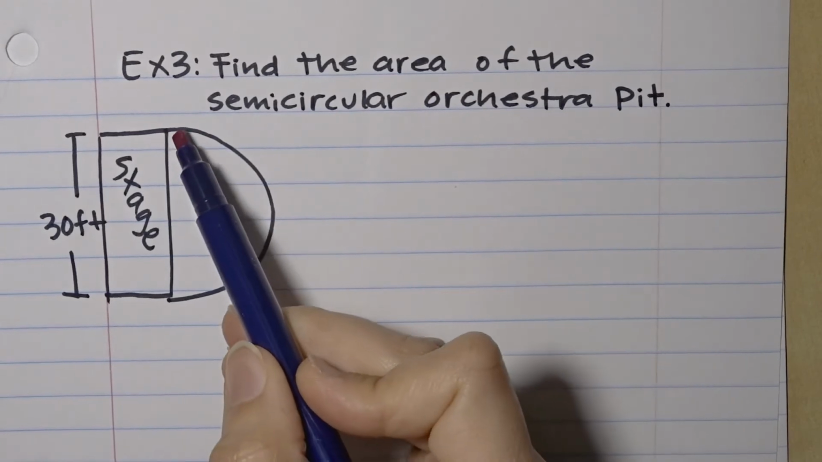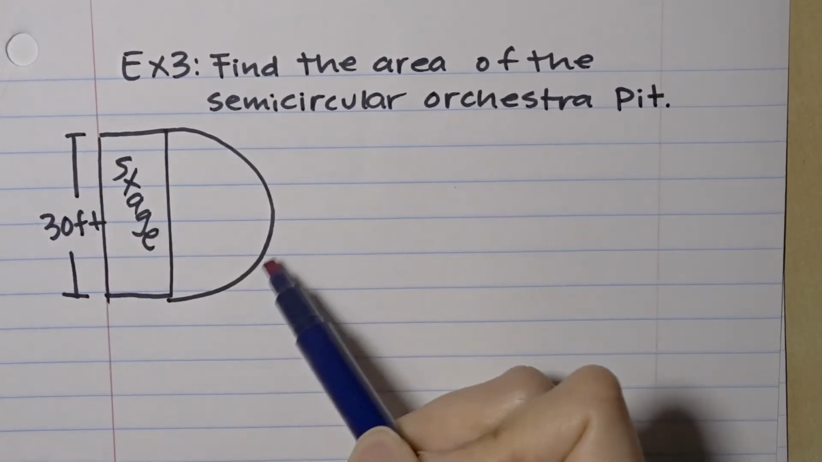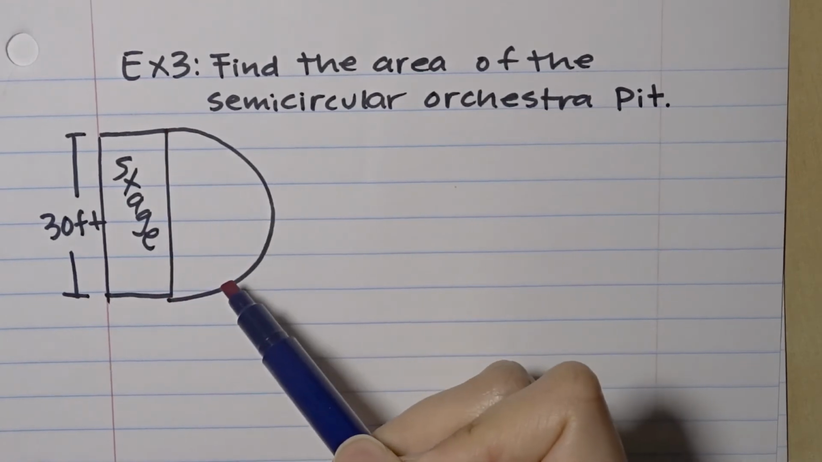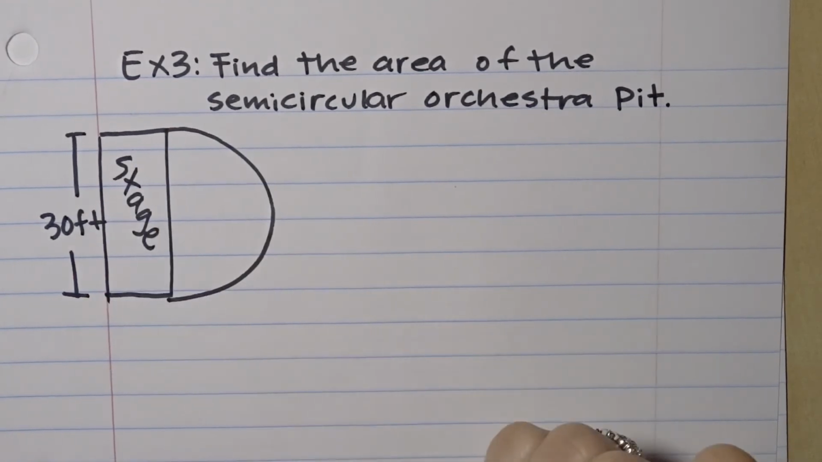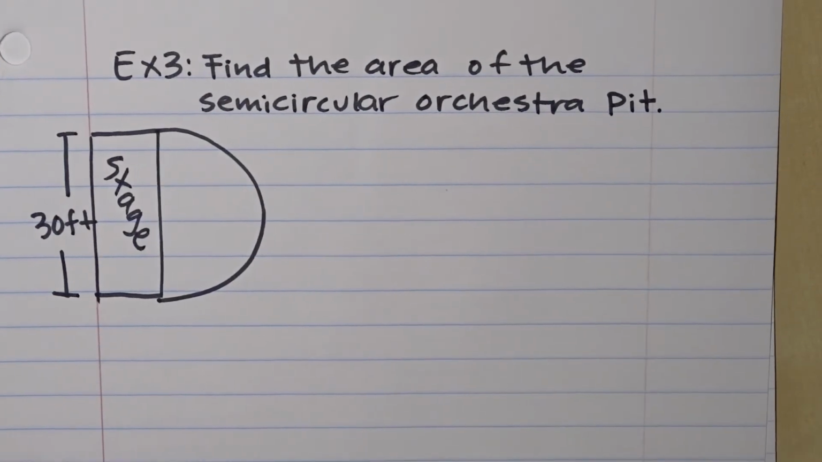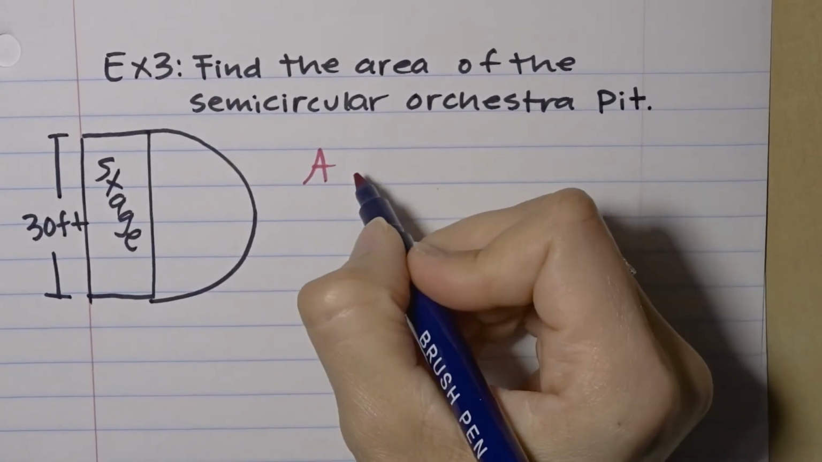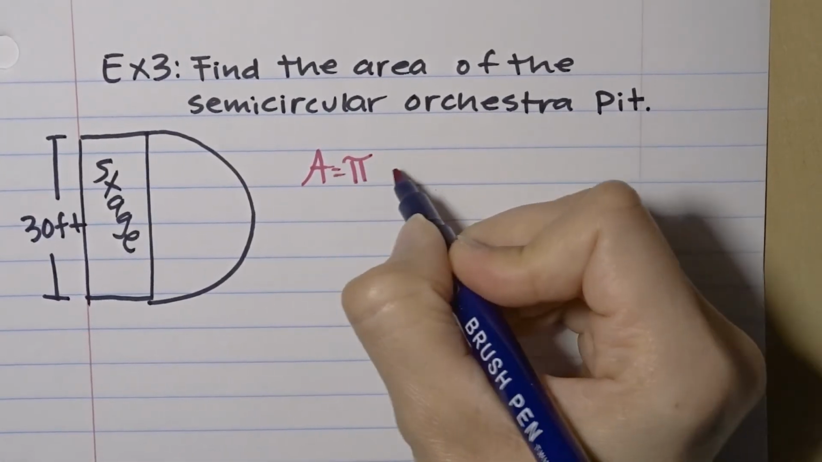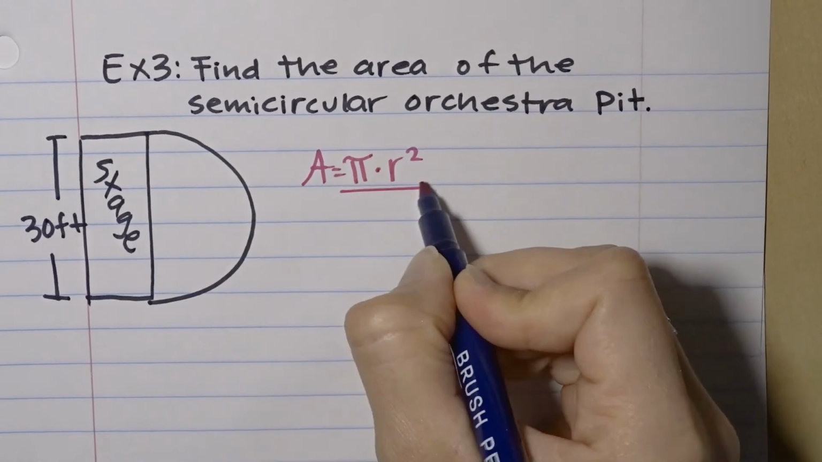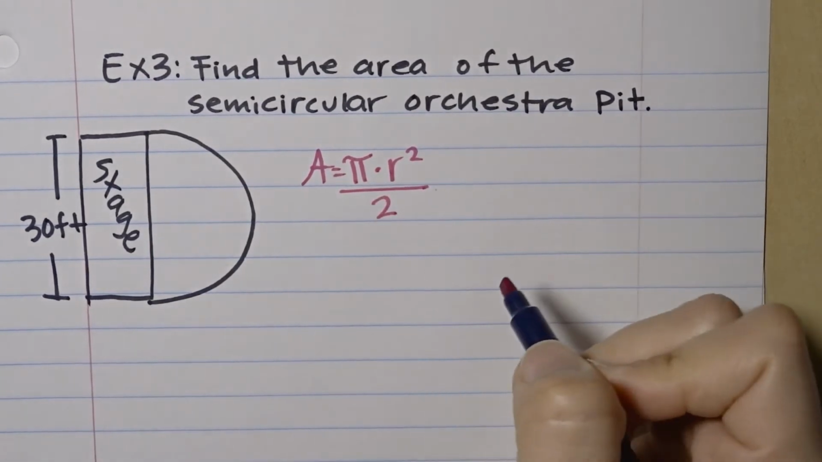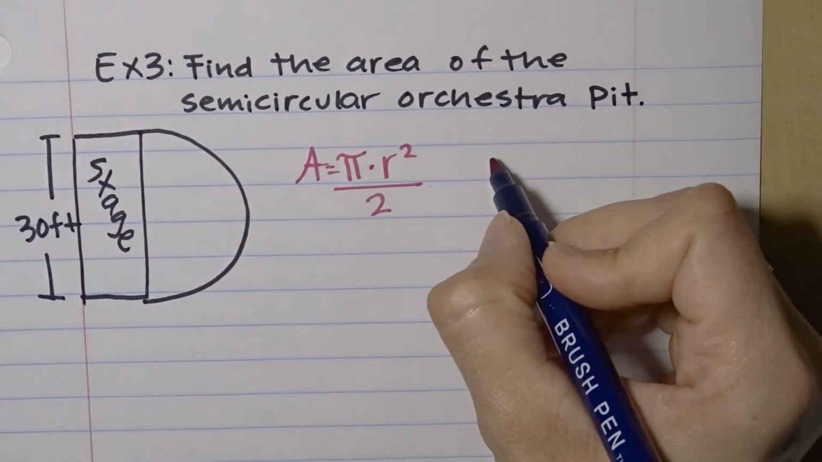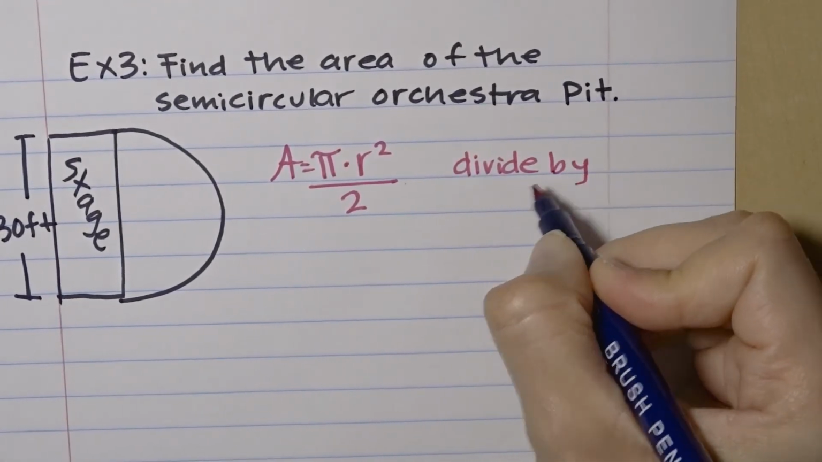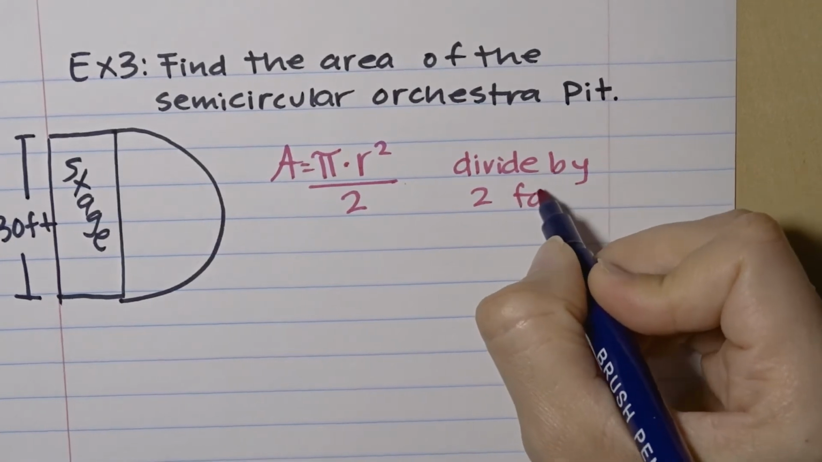What we need to do is, first of all, semicircular means exactly half of a circle. So we're going to assume that it was a circular stage. We'll find that entire area with these dimensions from the semicircle. And then once we have the entire circle, we would just take half of it. Okay, so that's the plan. So we're going to take the area, which is pi times r squared, and then we're going to divide it by 2. I'll just write here, divide by 2 for the semicircle.